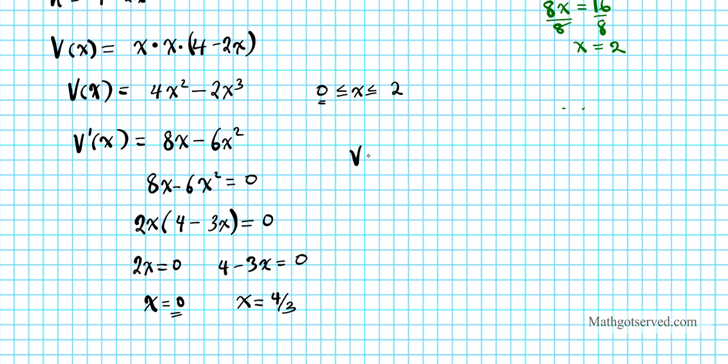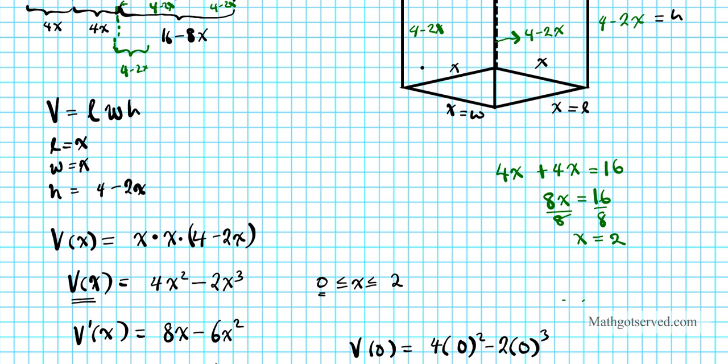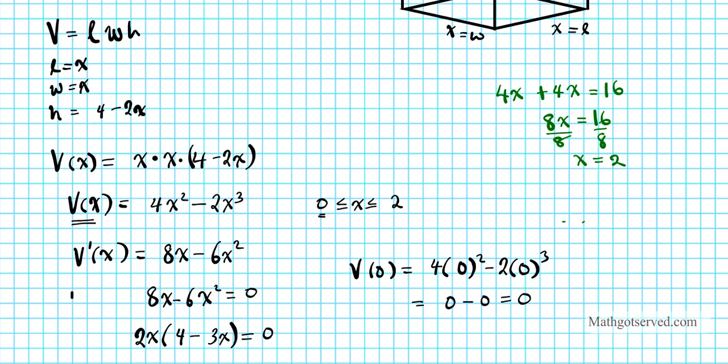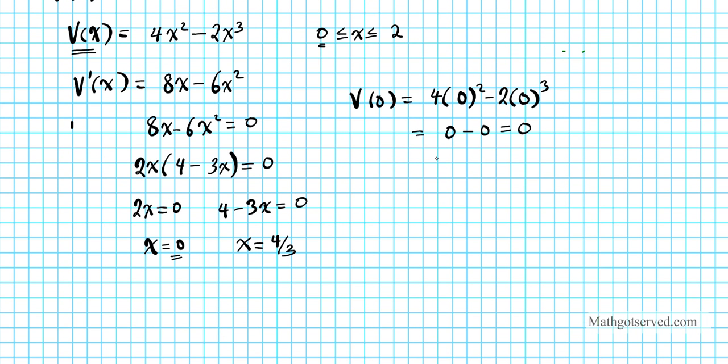Start with v of 0. V of 0, we're going to be plugging these values into the original function here. Okay, this is what we're plugging it into. So v of 0 is 4 times 0 squared minus 2 times 0 to the third. All right, so that gives us 0 minus 0, which is 0. That makes sense, right? Because if you devote all your resources to just making the height, you cannot enclose any volume, okay, because you don't have any base. You just have length. Height, I mean. All right, so v of 0 is 0.